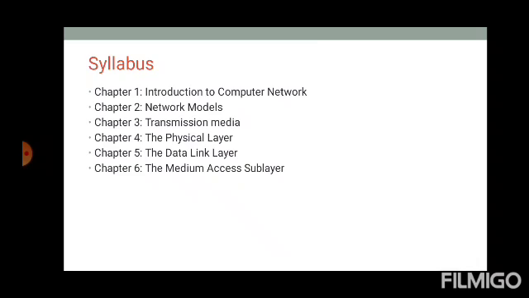These are the syllabus points of computer networks. Chapter first is Introduction to Computer Network. Chapter second is Network Models. Chapter third is Transmission Media. Chapter fourth is the Physical Layer. Fifth is the Data Link Layer. And last chapter is the Medium Access Sublayer.